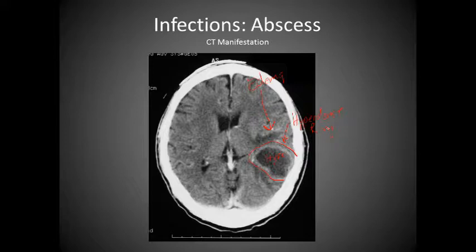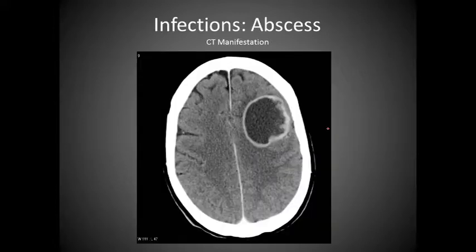So technically, this should be very easy to distinguish for your examinations, basically because you're going to be looking for a hyperdense ring. The two images that we saw so far have demonstrated this. Here's another hyperdense ring as well as a hypodense area.